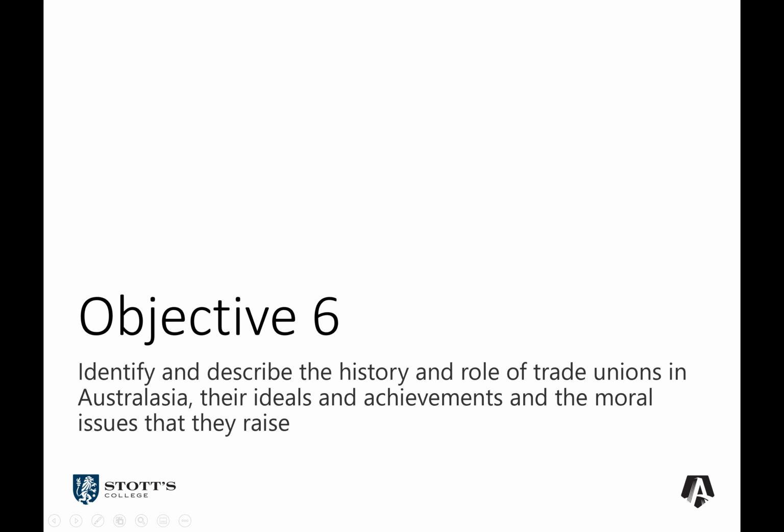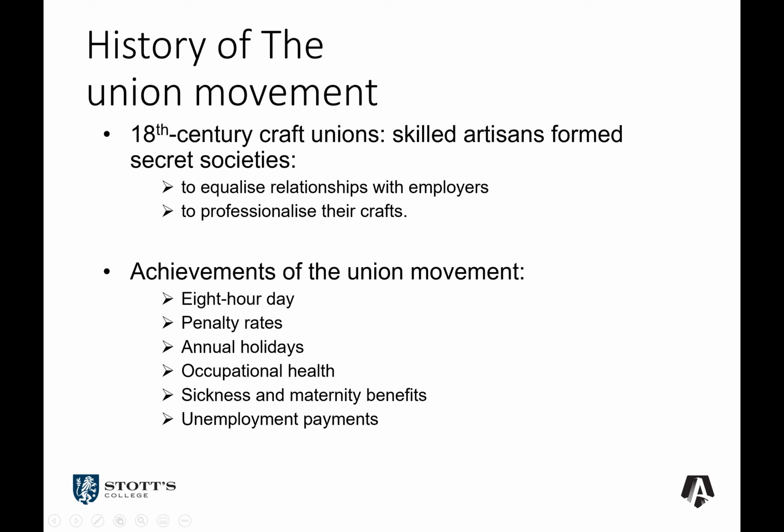So the last thing to talk about in this discussion of how human talent relates to business ethics and how business ethics relates to human talent is the role of unions. Australian trade unions have a long history starting in the 18th century, drawing from the British system. Craft unions and secret societies equalised the relationship between the employers and employees and professionalised their crafts. This is where trades come from.